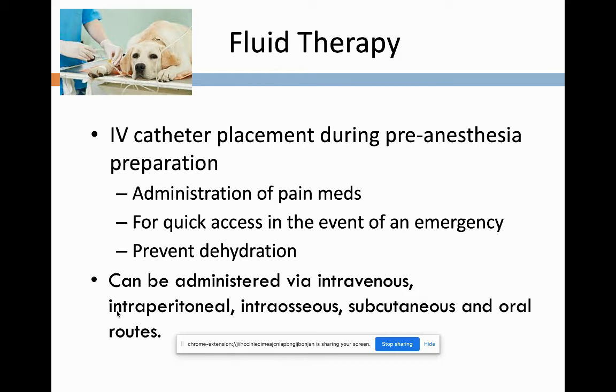Typically, during surgery, fluid therapy is administered. IV catheter placement is done in the pre-anesthetic preparation. This allows for the administration of any pain medication. It's going to prevent dehydration in the animal with the fluid therapy, and it's also going to give a line where quick access can take place if there's an emergency administration of medications necessary during the process. Fluid therapy is typically done via intravenous methods and other ways.